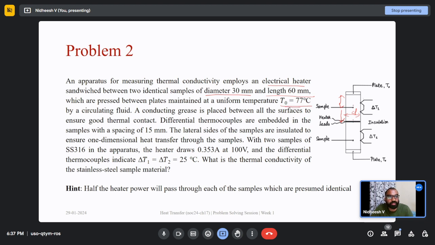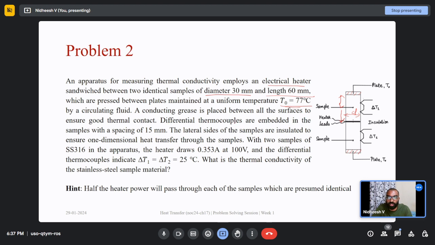These samples are placed between two plates. These are the plates, and they are maintained at a uniform temperature T0 equal to 77 degrees Celsius by some means, by a circulating fluid. Now, a conducting grease is placed between all the surfaces to ensure a good thermal contact. We'll come back to this point.